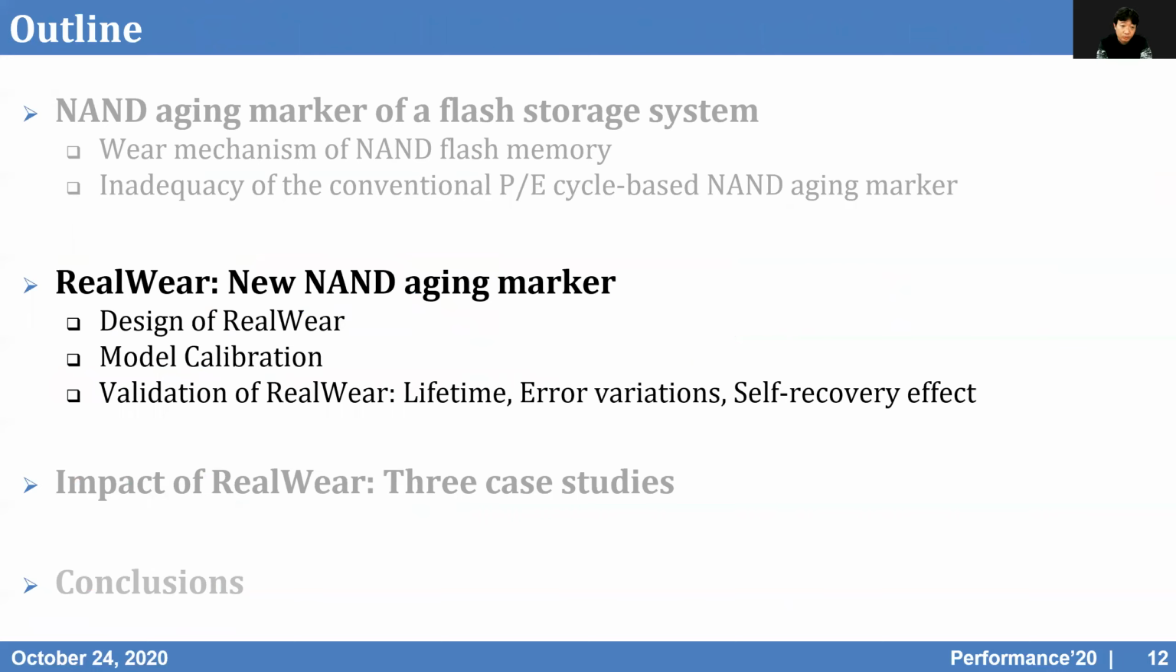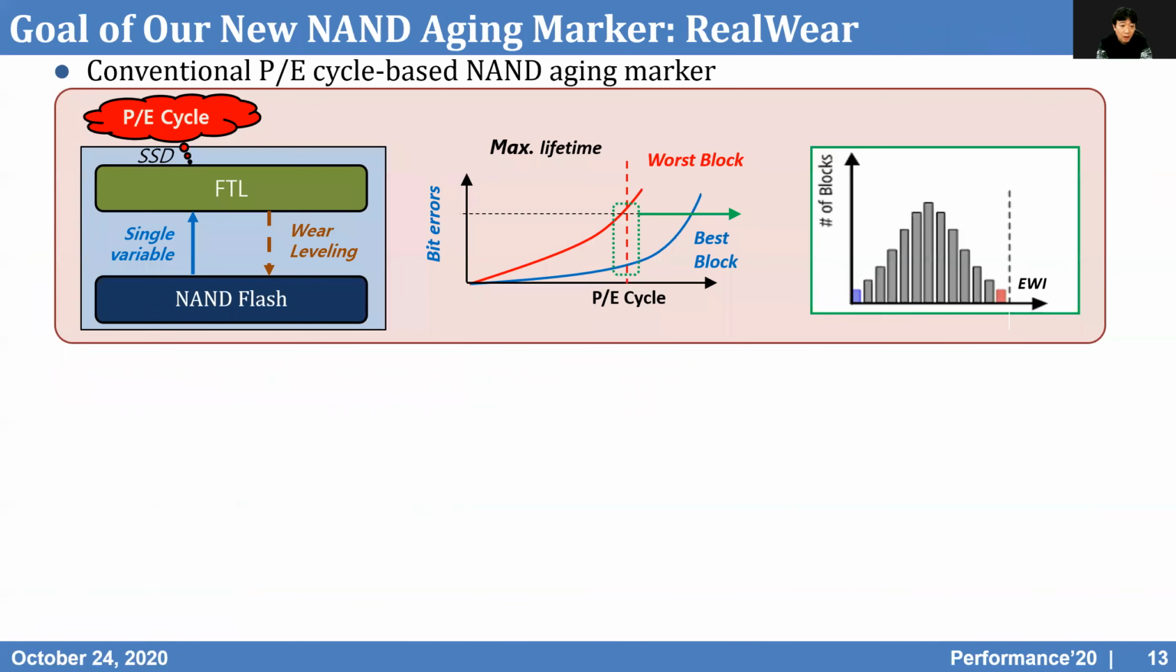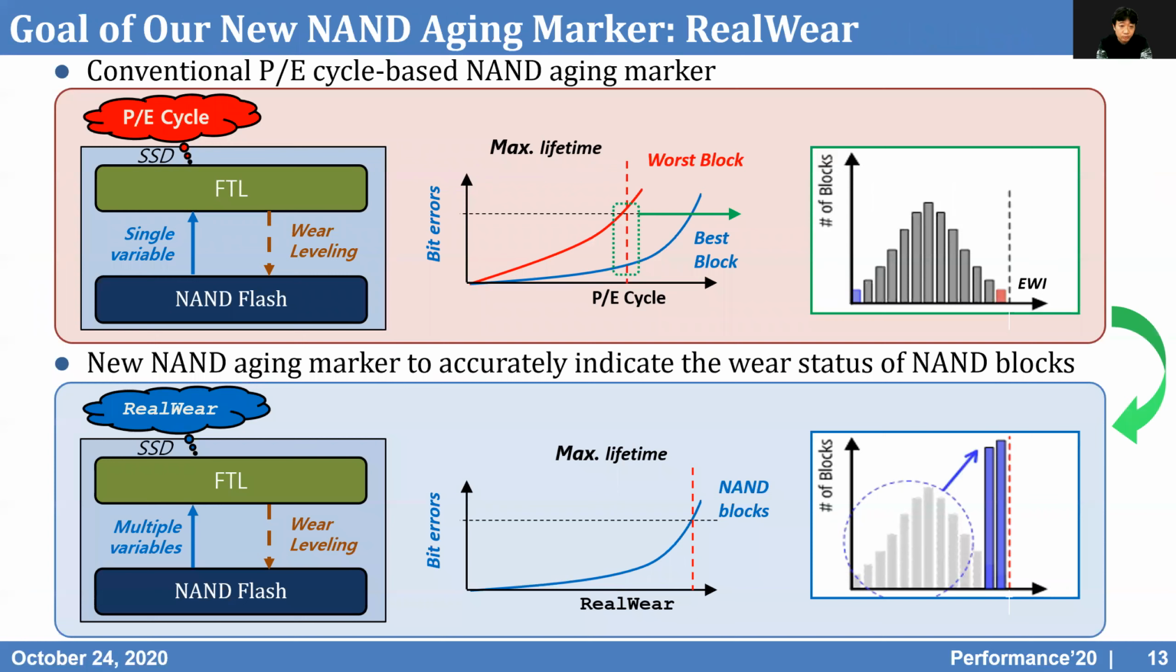Next, I will introduce how we design a new NAND aging marker, RealWear. Our goal is to design a new NAND aging marker that accurately indicates the wear status of individual NAND blocks. If our NAND aging marker were ideal, all NAND blocks would reach their maximum lifetimes at the same point.